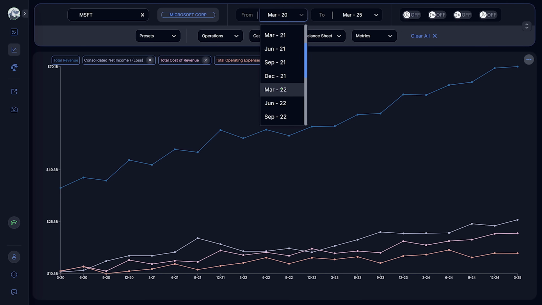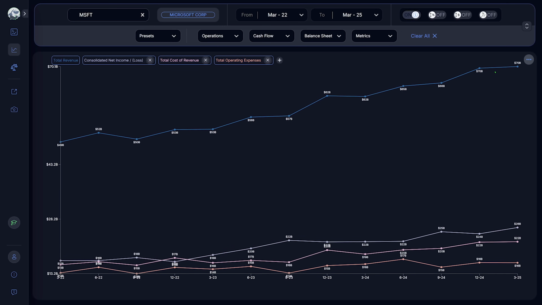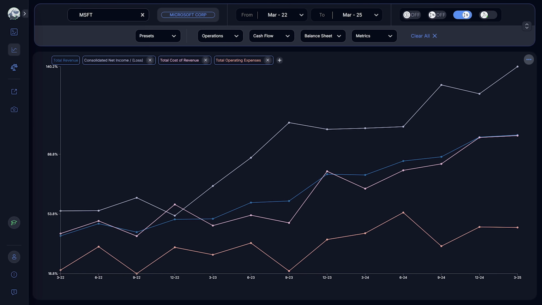And change the term to the last 3 years. To see the value for each quarter, click the Show Value button. To see the quarterly rate of change, click this button. And to see the quarterly nominal change, click this button. To change a graph to a rate of change graph, click this button.